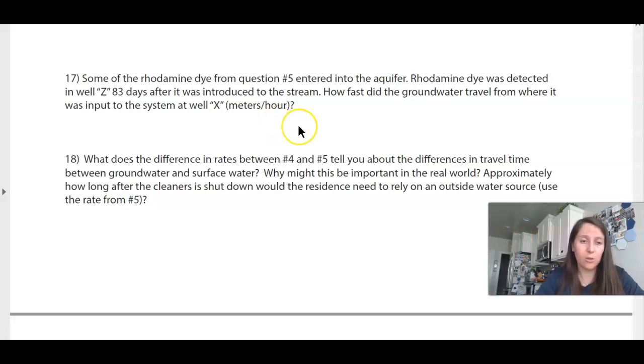Okay, so the way you do that is you use a similar concept. So you use 83 days, you convert that to hours, so hopefully you know that conversion. And then you use the distance between point X and point Z using the flow path. So again, the flow path should be perpendicular to the equal elevation of water lines. And then again, using that distance in meters divided by the hours that you will have converted from days, you'll get an answer here that will also be in meters per hour. Okay, and you'll answer that in the quiz.